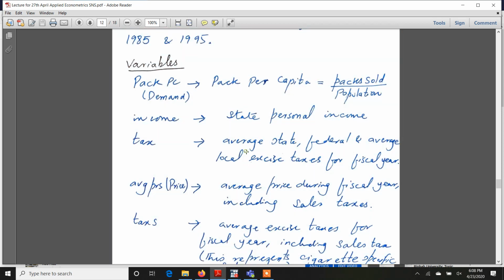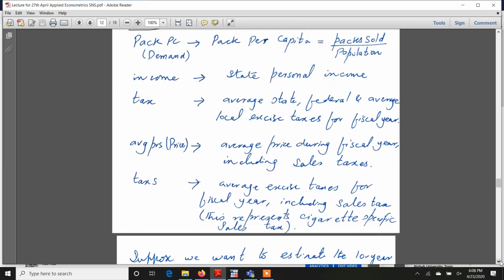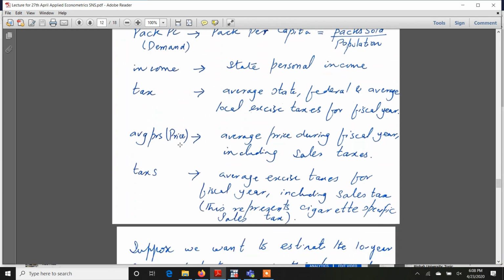Tax is the average state, federal and local excise taxes for the fiscal year, and average PRS represents the price. It's the average price of cigarette during the fiscal year, including sales taxes. And tax S is actually a cigarette specific tax. This is the average excise tax for the fiscal year, including sales tax. Since this includes sales tax, it will be levied on all the sales of the cigarette packets as well. Therefore, this represents cigarette-specific sales tax.